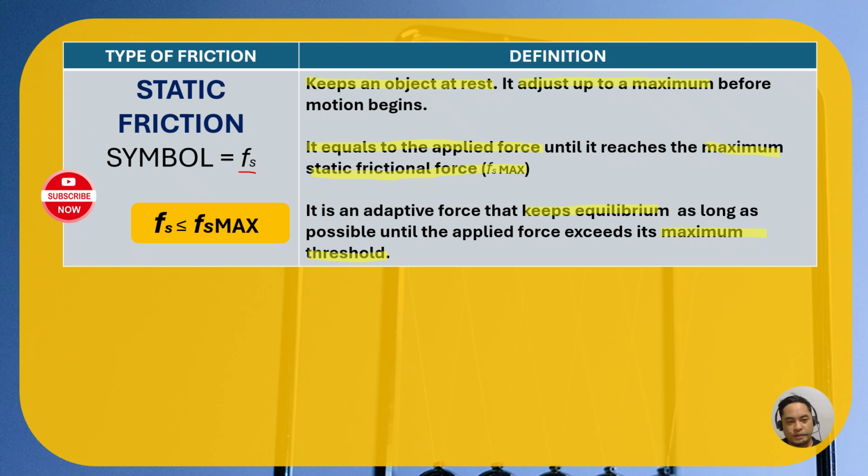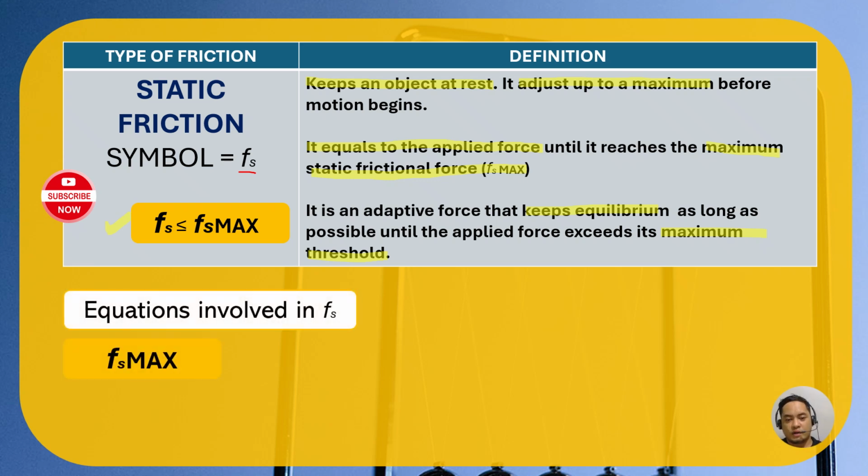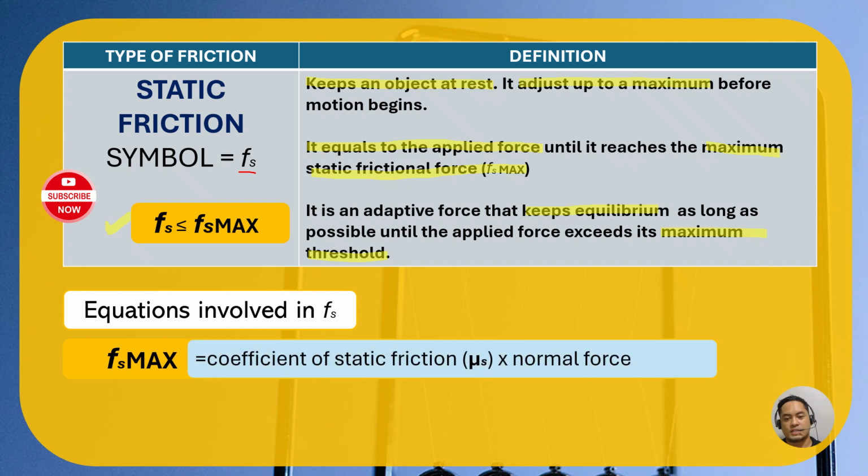And always remember this equation here: Fs should be less than or equal to Fs max in order for it to keep the object at rest. More than the value of the Fs max, static friction will no longer serve its function to keep the object at rest. It will eventually move.